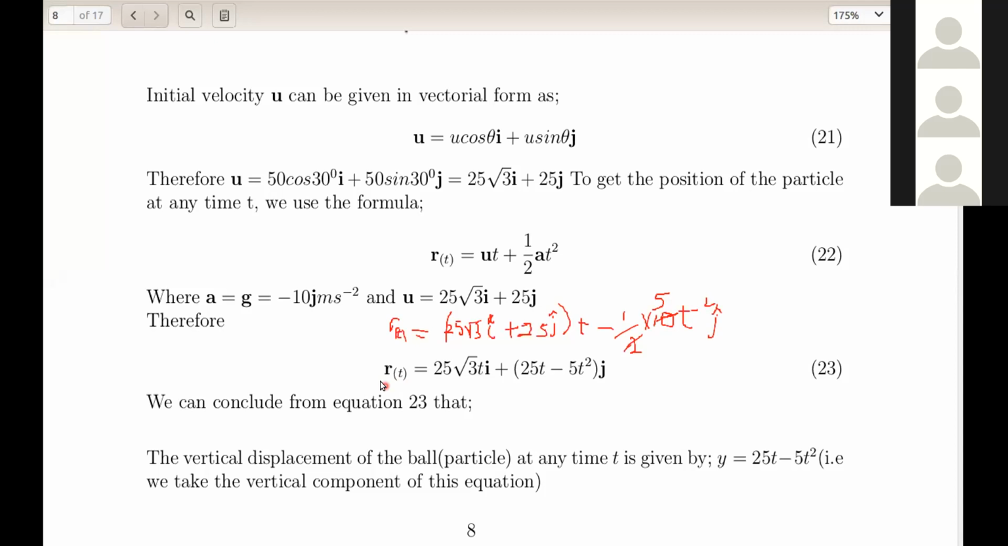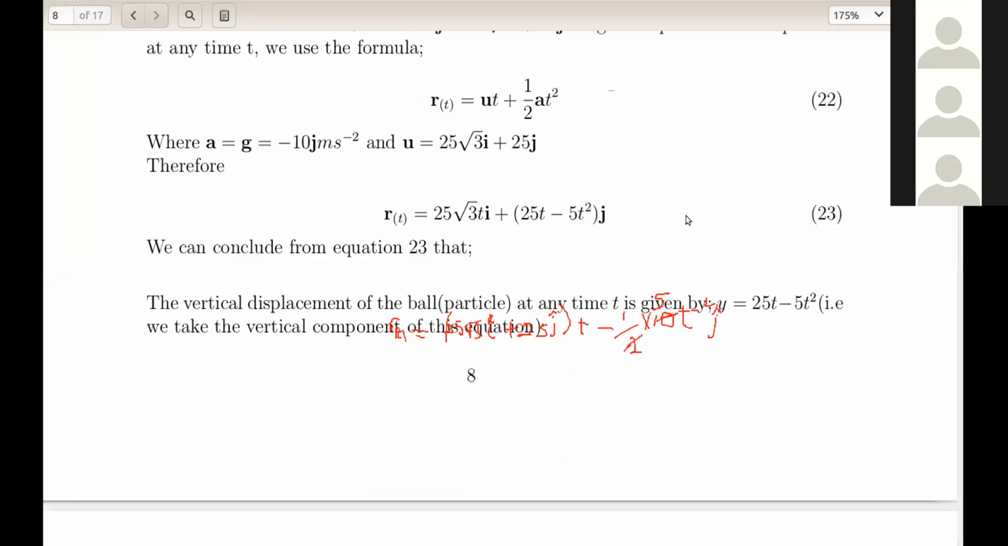So this position vector at any time t has two components. It has the horizontal component and it has the vertical component. So the horizontal component, which you have as x, would be 25 root 3 times t. Then the vertical component would be 25 t minus 5 t squared. This is what we have here. So the vertical displacement of the particle at any time t is given by y equals, coming from here, the vertical component.